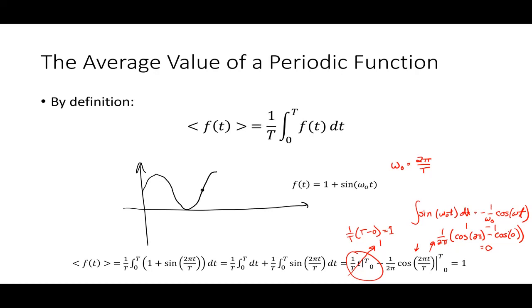So in other words, the average value of sine over a period or cosine over a period is 0. So whatever the offset is, that is the average. Okay? So it's sort of a simple definition of the average of a periodic waveform.